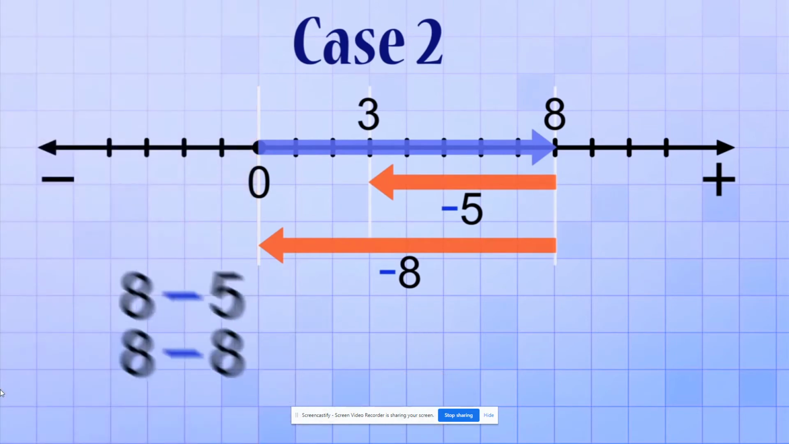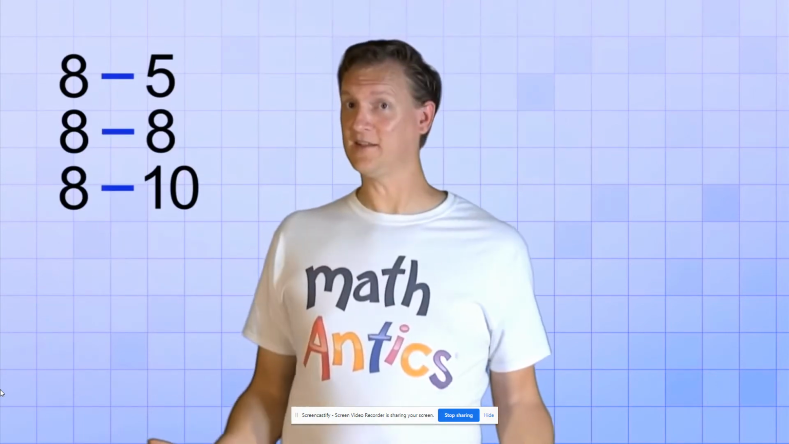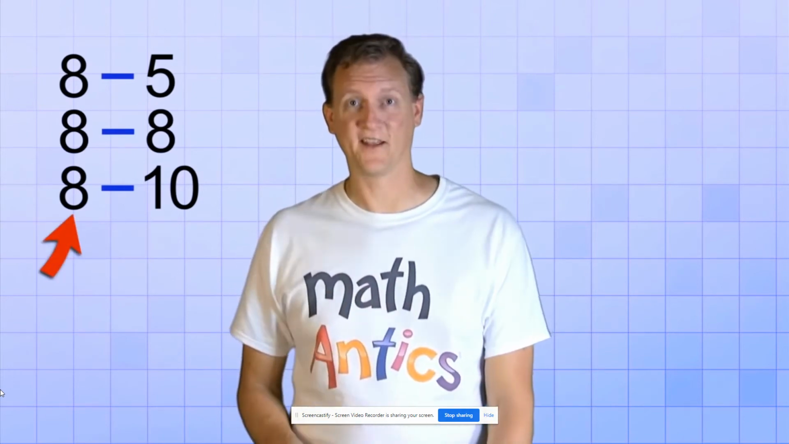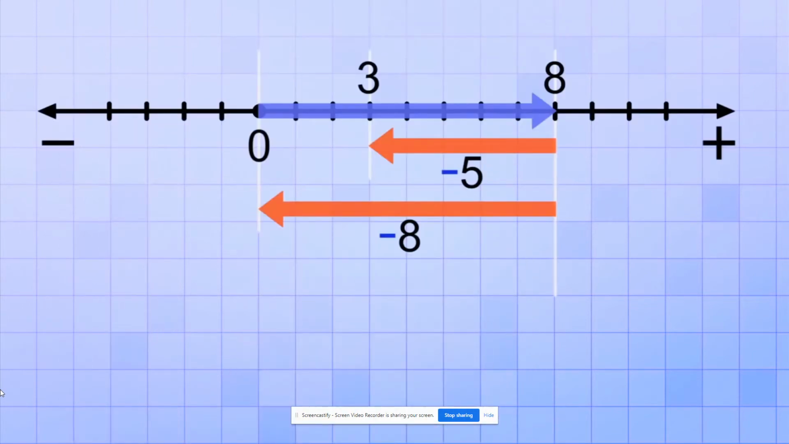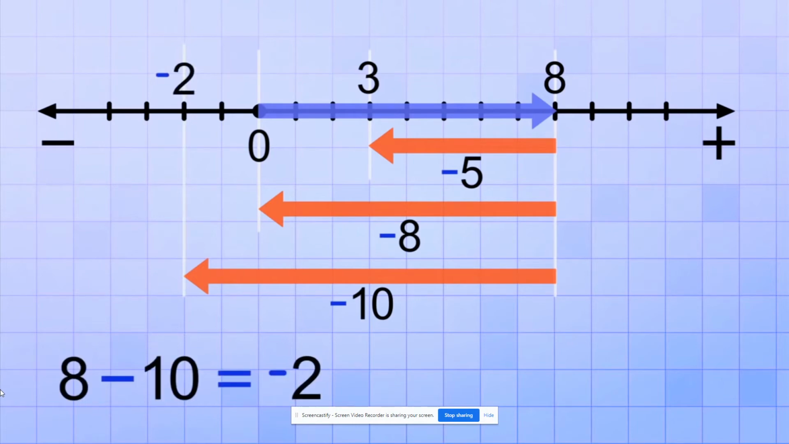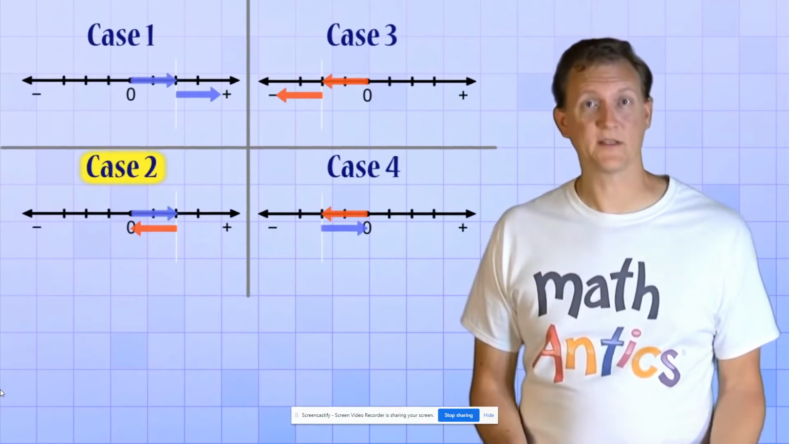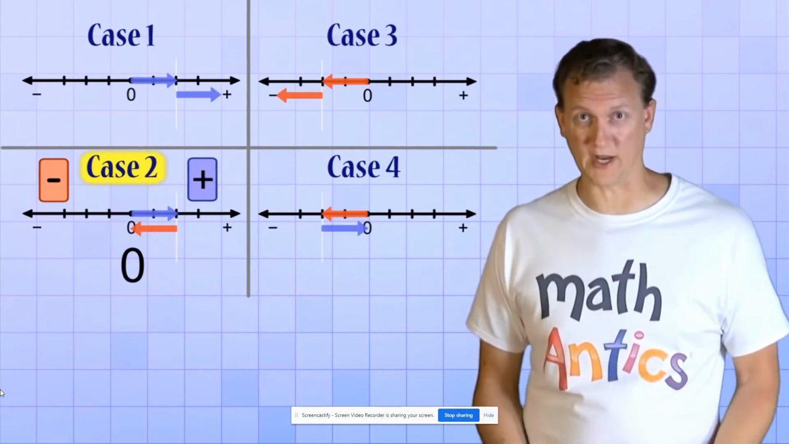But watch this. Let's start with positive 8, but then subtract 10 from it. Can we do that? Can we subtract a bigger number from a smaller one? Now we can. It just means that the answer we get will be a negative number. Starting with positive 8 and subtracting 10 takes us past 0 and down to negative 2 on the number line. So our answer is negative 2. As you can see, case 2 is a little more complicated because the answer can be positive, negative, or even 0, depending on the numbers you're subtracting.